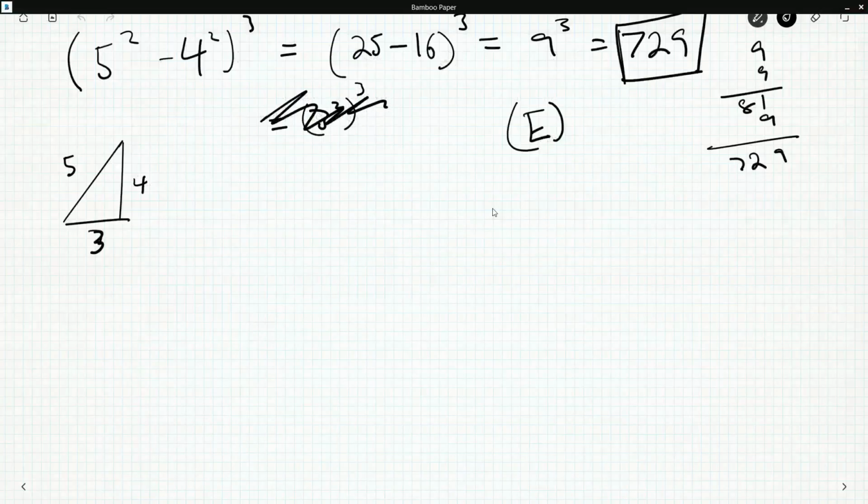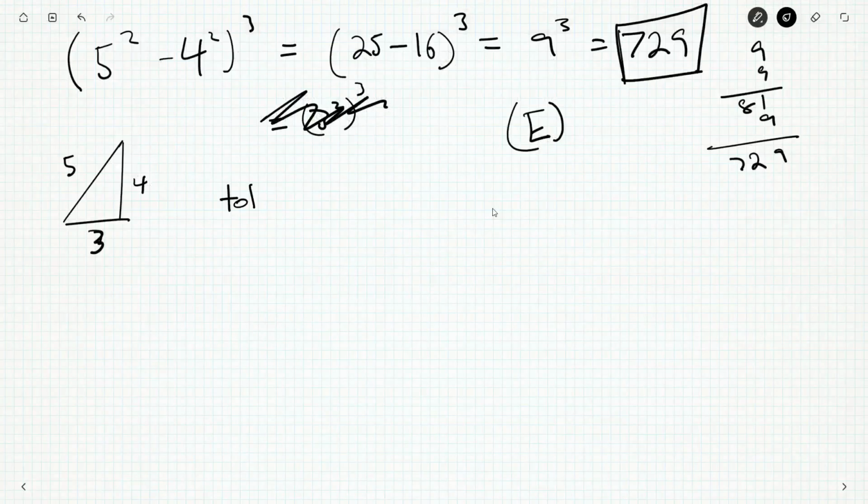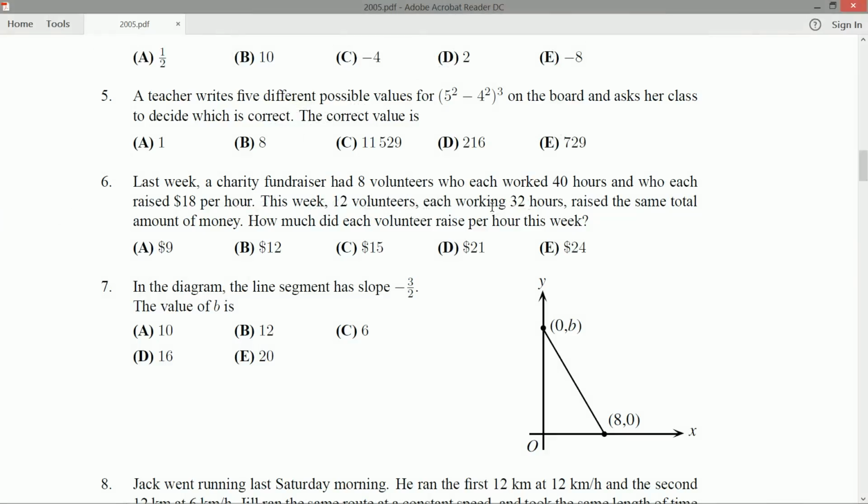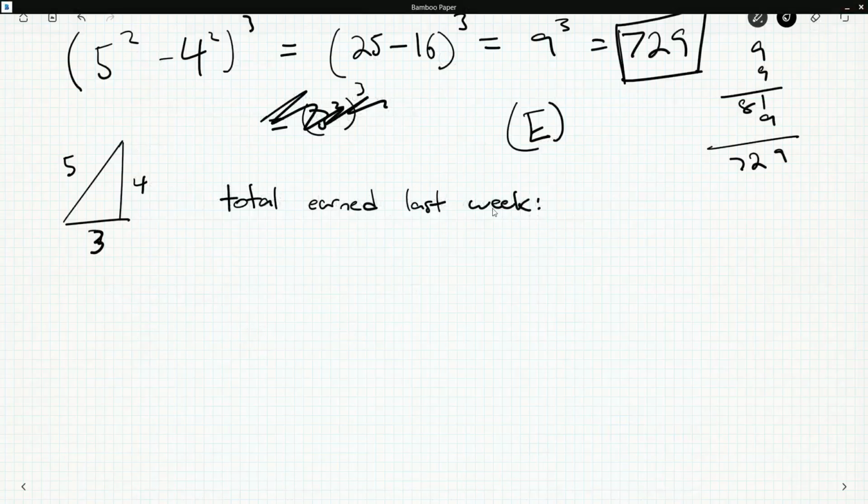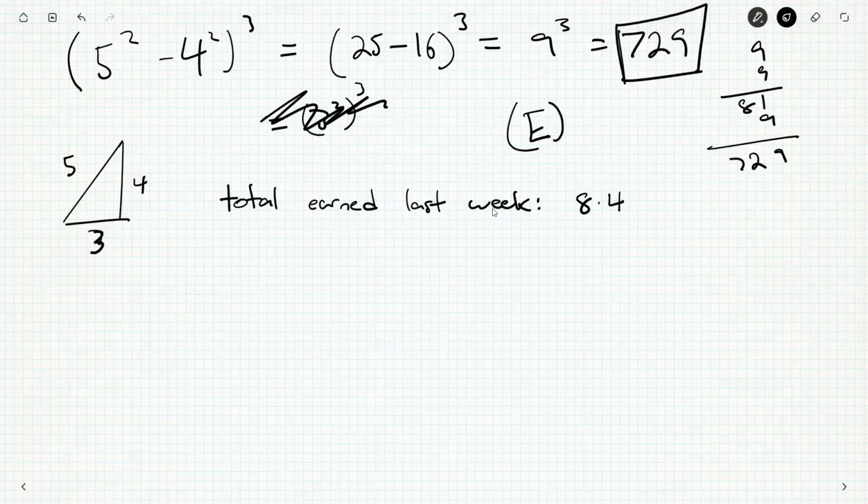So, let's get ourselves the total earned last week. So that would be, it was 8 volunteers, 40 hours, $18 per hour. So 8 volunteers times 40 hours per volunteer times $18 per hour. And so that's 320 times 18.